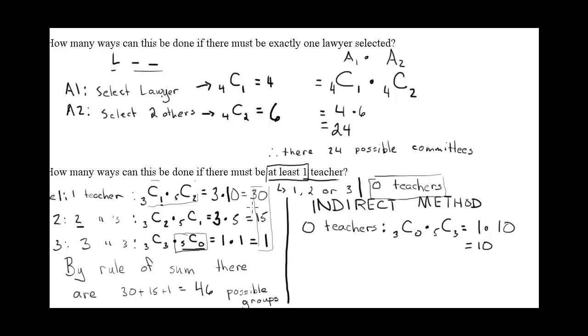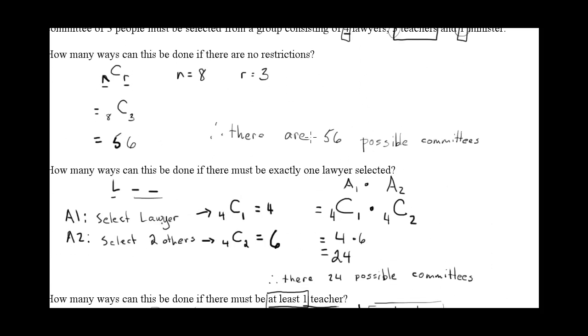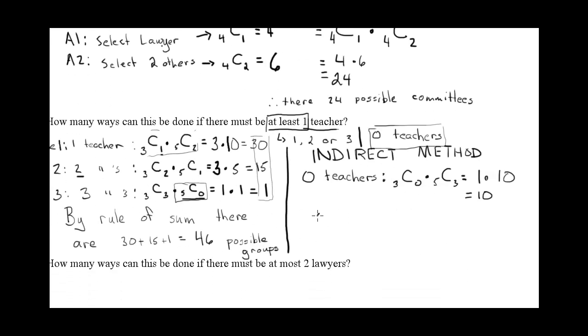So there's 10 committees which do not meet the condition of having at least 1 teacher. So it means there's 10 committees without a teacher on it. But remember, back to the original part, there was 56 possible committees. So this is all committees, and then you subtract the 10 that don't have a teacher, so no teacher. Then you're going to be left with all the ones that do have teachers, which is 46, which is the same as the answer we had over here.